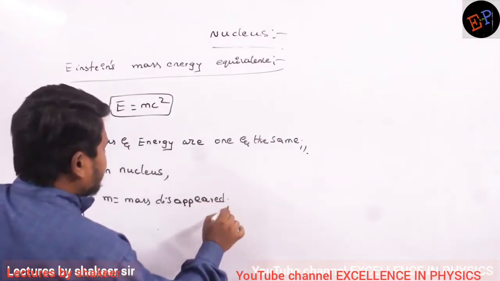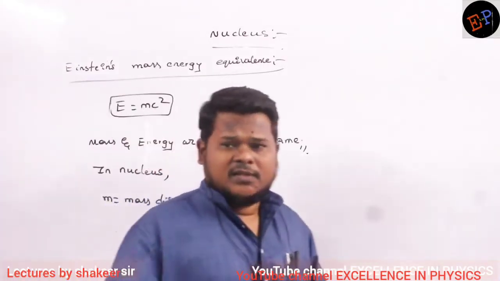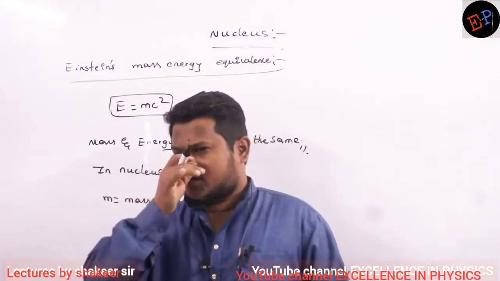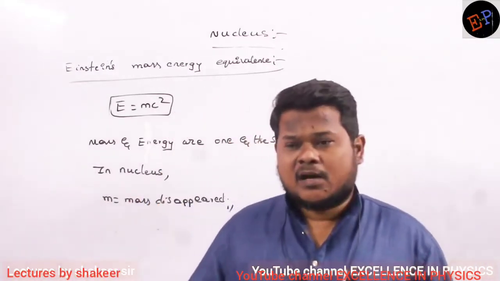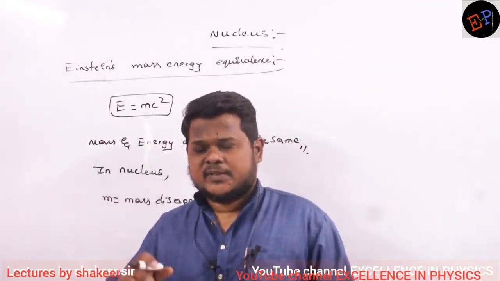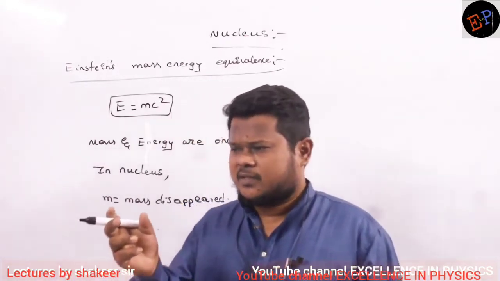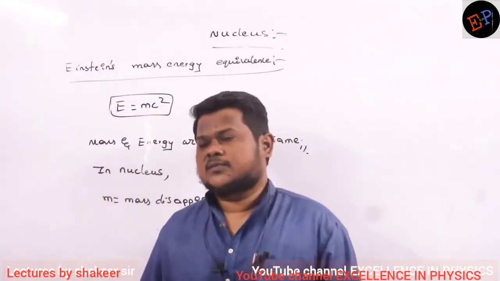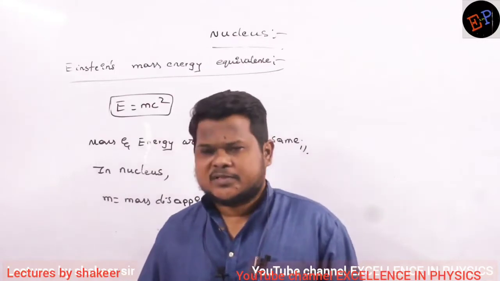Okay, ma? M is what? M is the mass which has disappeared. For example, if you take carbon nucleus, okay, ma? Carbon nucleus is made up of what? Tell me what is there in carbon nucleus. There are many small particles. Major particles are protons and neutrons. There are many other particles also which don't have considerable mass. Are you able to understand, ma?